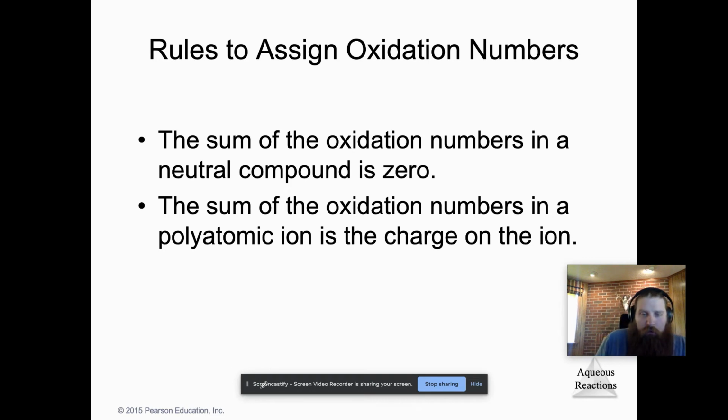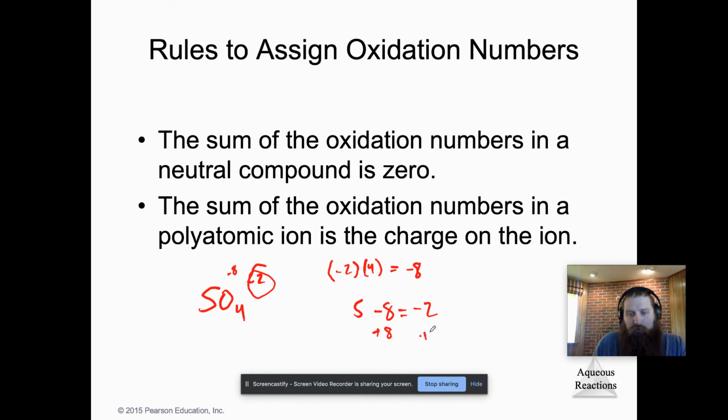So what do I mean by that? Well, let's look at SO4 2-. We know that oxygen is -2. I have 4 of them. So oxygen is a total oxidation state of -8, right? -2 is the oxidation state, I have 4 oxygen atoms, so that's a total charge of -8. Sulfur plus -8 must equal -2 overall because that's the charge. So +8, +8. Sulfur in this case is +6. So we would say the oxidation number is +6.